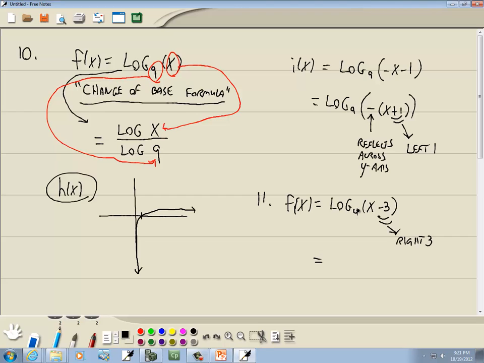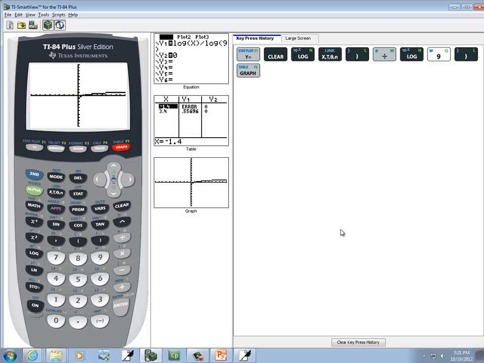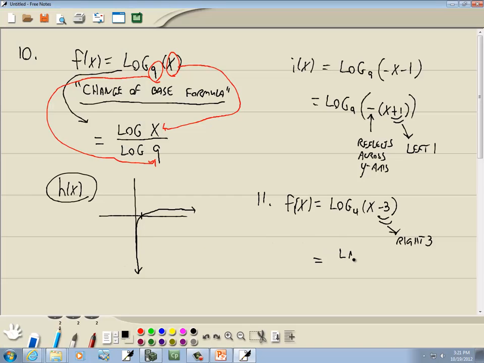it's got a base of 4, and we want to rewrite it. Now, instead of just writing it as log, the change of base says you can actually rewrite it in terms of any base. This is base 10. This is base e. E is 2.7. So I could rewrite this as natural log of x minus 3 over natural log of 4. You could also do log of x minus 3 over log of 4. Doesn't matter which one you pick.